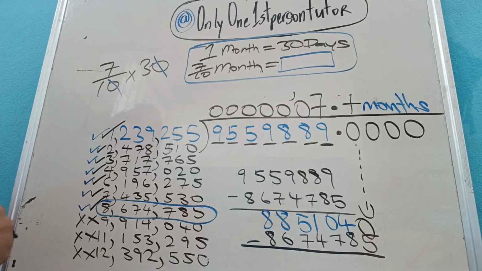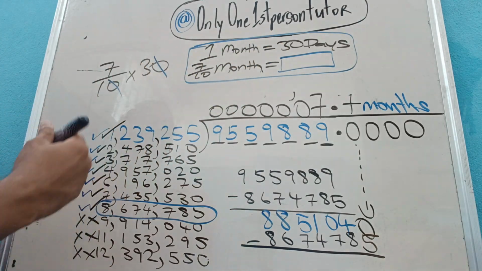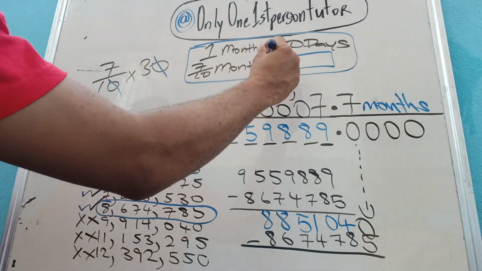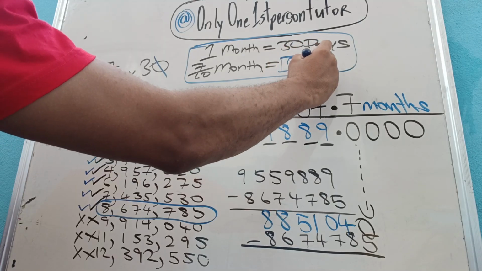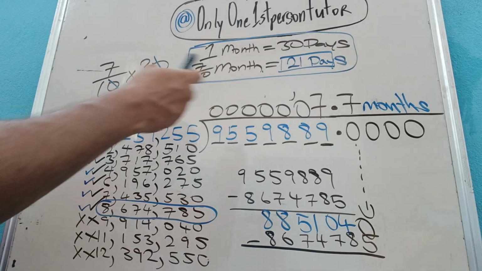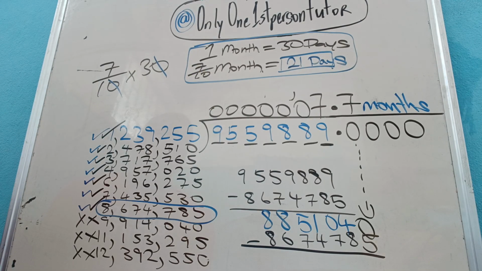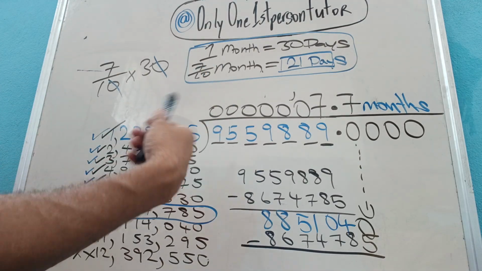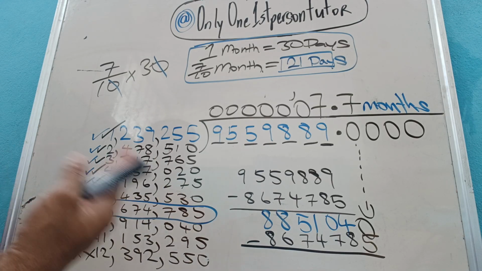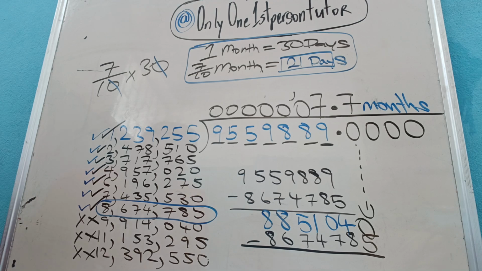So now 7/10 of the month gives us, that will be 21 days, right? That will be 21 days. So therefore, 7 months and 21 days, roughly 8 months, right? Because compare 21 days to half of it. You almost reach the end of the month, so you might as well call it 8 months, right?